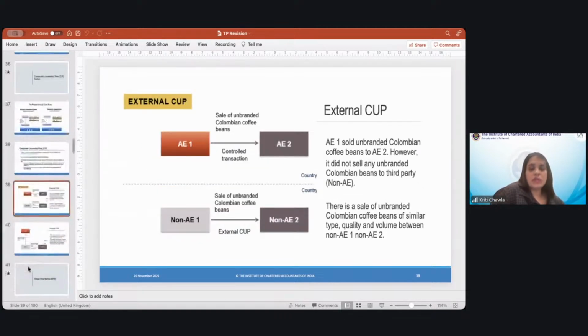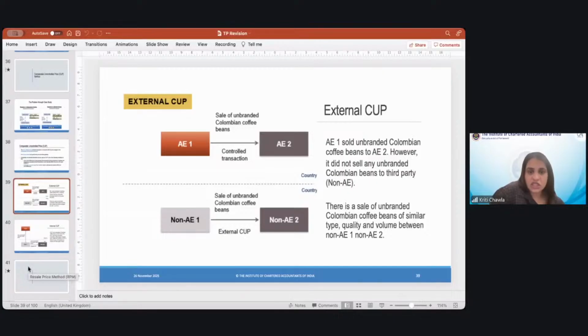Now, when it comes to the CUP method, there are two kinds: external CUP and internal CUP. What is external CUP? Well, external CUP is something that I just mentioned. Let's take this example. We have two associated enterprises. AE1 is selling unbranded Colombian coffee beans to AE2. This is a controlled transaction, as in a transaction between associated enterprises. Now, we need to find out whether this is at arm's length or not.